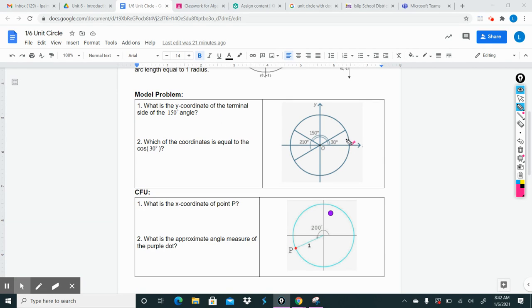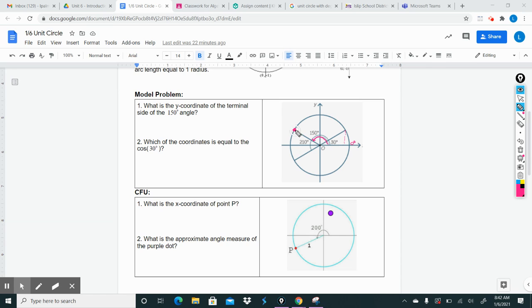Now we also want to remember that if we're talking about any degree measure, we do have our trig ratio sine and cosine of those degrees. So for number one in our model problem, what is the y coordinate of the terminal side of the 150-degree angle? So here is our 150-degree angle.